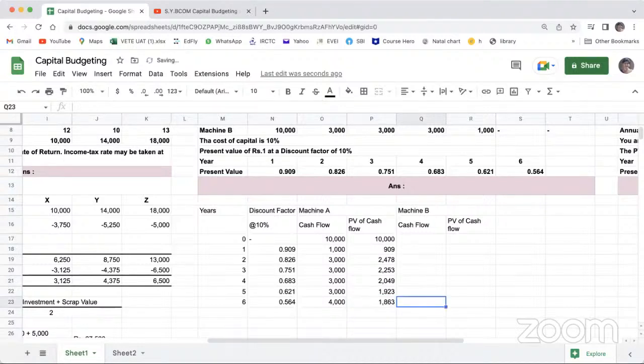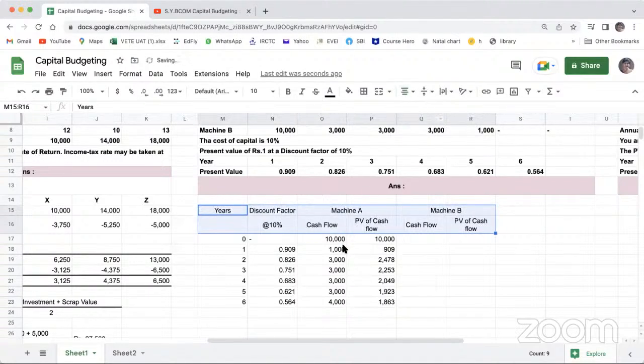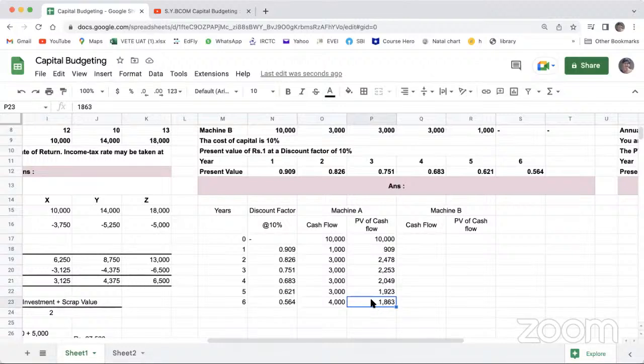Good. So now for machine A, what have we found out? We have already found out the cash flows, or even the present value of the cash flow. Okay, but 2256 is for what? Last year. Okay.